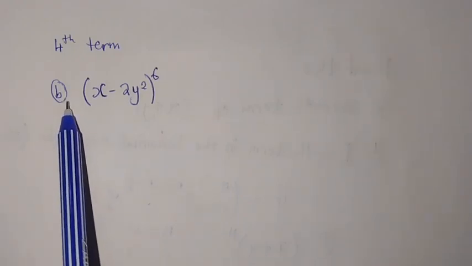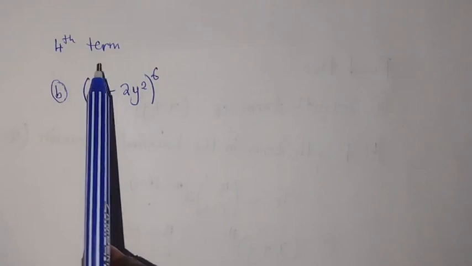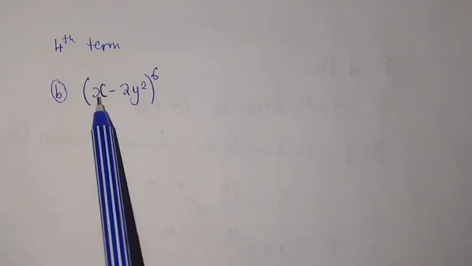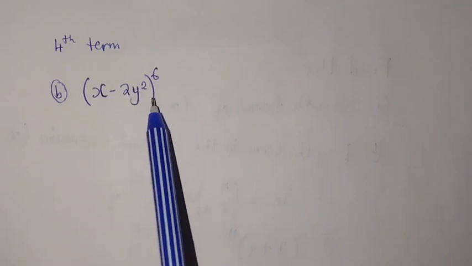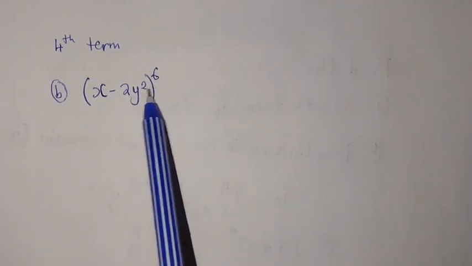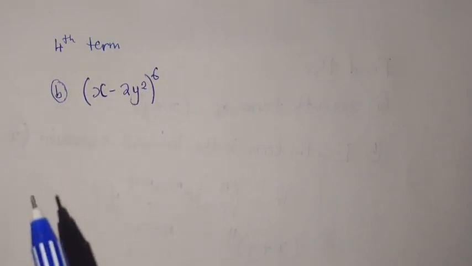Our question B is asking us to find the fourth term in the binomial expansion of (x minus 2y squared) raised to the power of 6. So we need to find the fourth term. That is what you are finding.